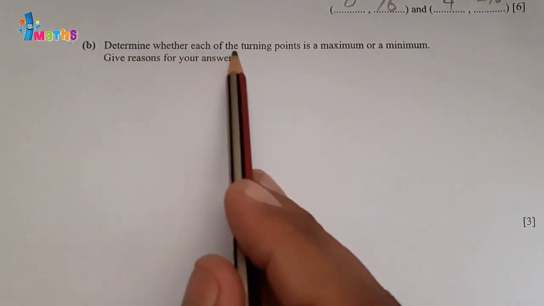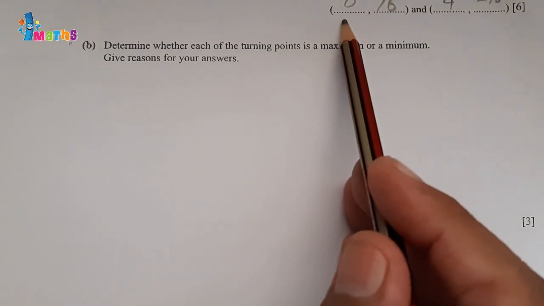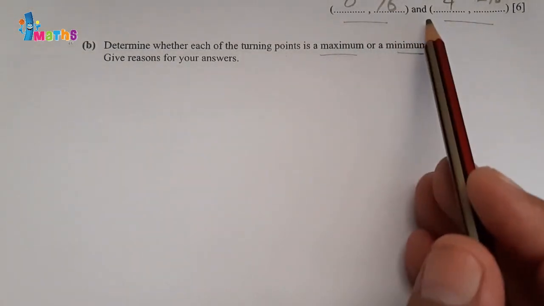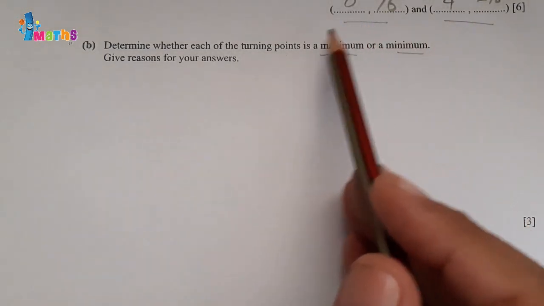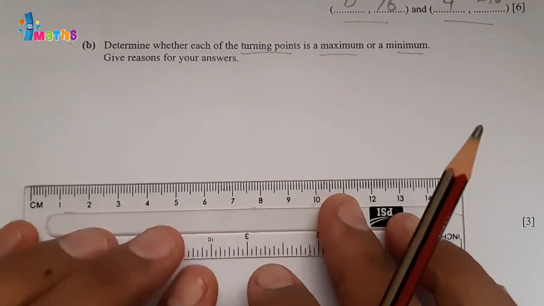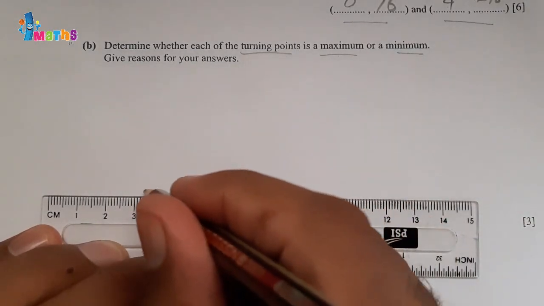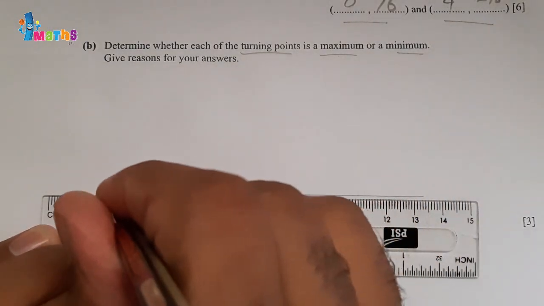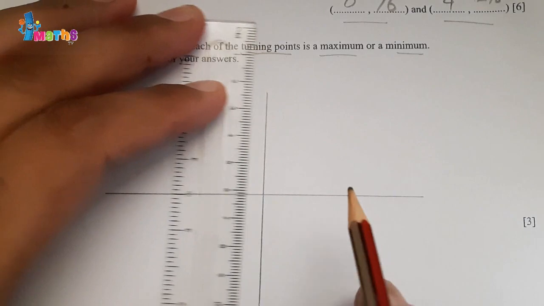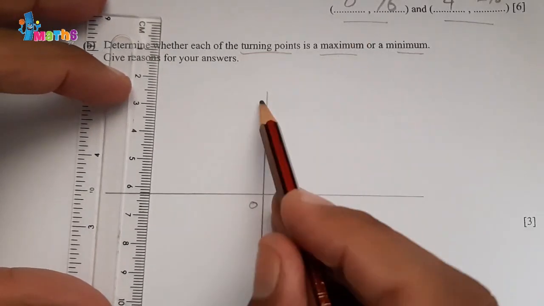Part B, determine whether each of the turning points is a maximum or a minimum. So we have already calculated the two points, but we have to decide which one is the maximum turning point and which one is the minimum turning point. For this one, I'll draw a rough drawing for this explanation. If we draw a coordinate axis, like for example this one, this will be the origin, and 0 and 16 will be over here.